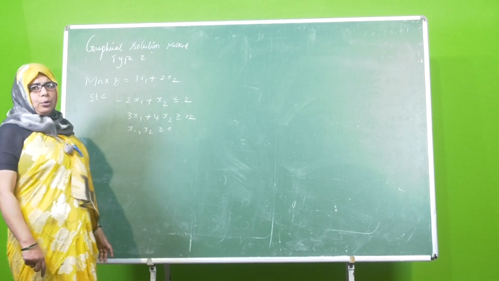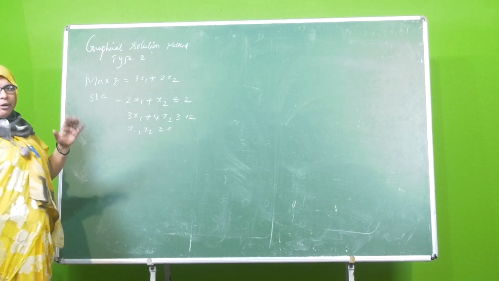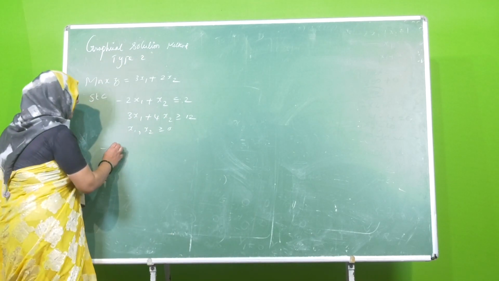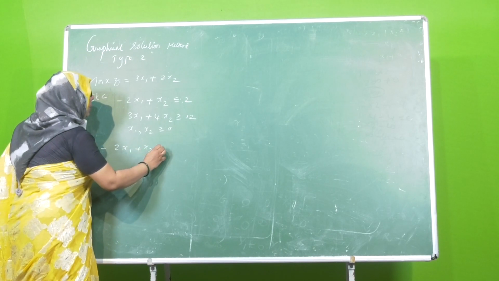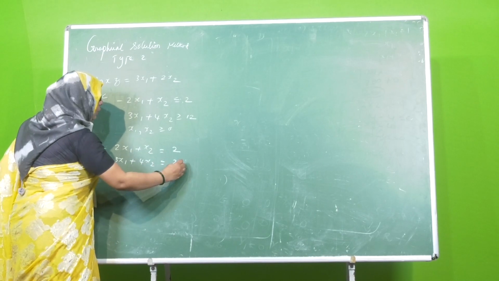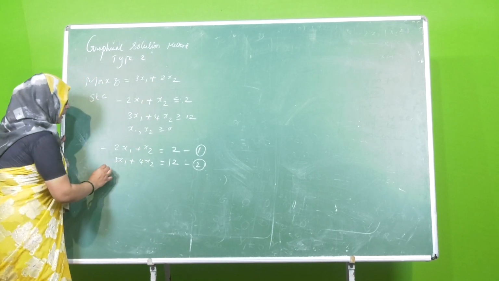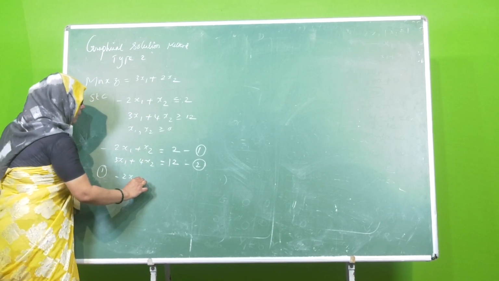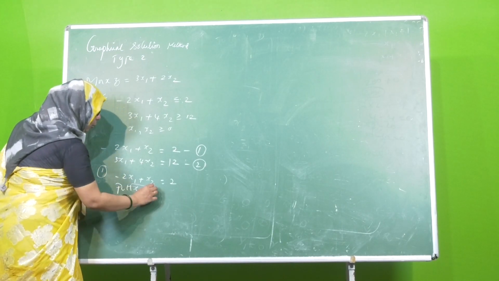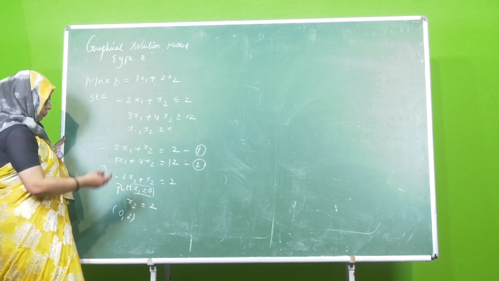Okay, now we have to find the solution. As usual, the same method as in previous problems, the graphical solution method in type 1. So what is this? Minus 2x1 plus x2 is equal to 2 and 3x1 plus 4x2 is equal to 12. So this is equation 1 and this is equation 2. In equation 1, minus 2x1 plus x2 is equal to 2. Put x1 equal to 0. So what do we get? x2 equal to 2, that is (0, 2).